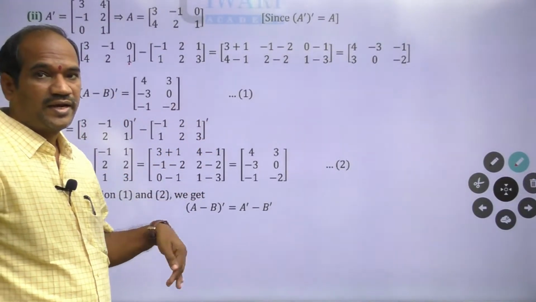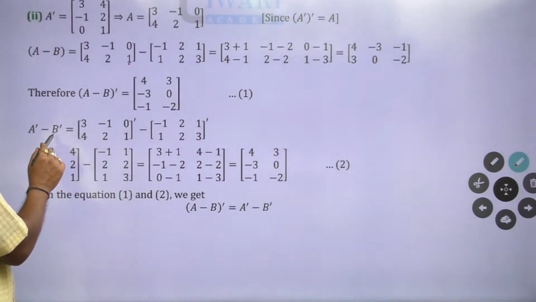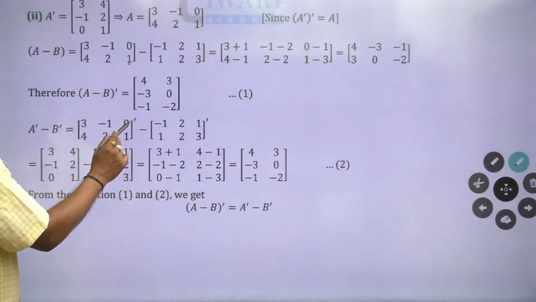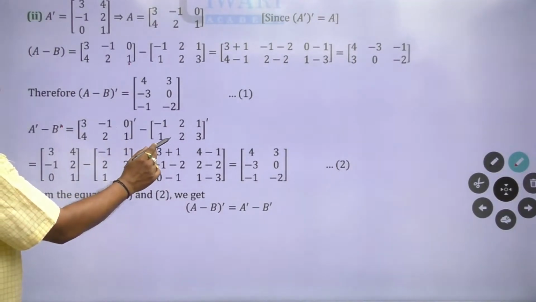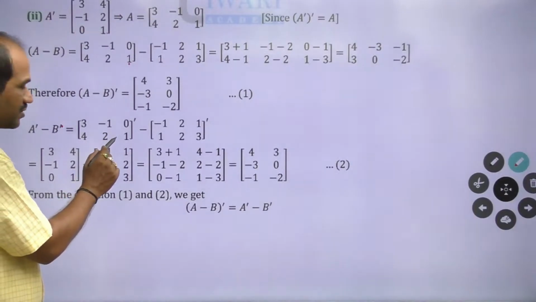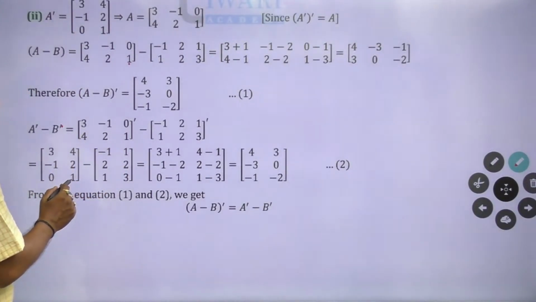Next, we calculate A dash minus B dash. A dash minus B dash is equal to the A dash matrix, this one, minus B dash, this one. A dash means interchanging rows into columns. The first row becomes the first column, the second row becomes the second column.